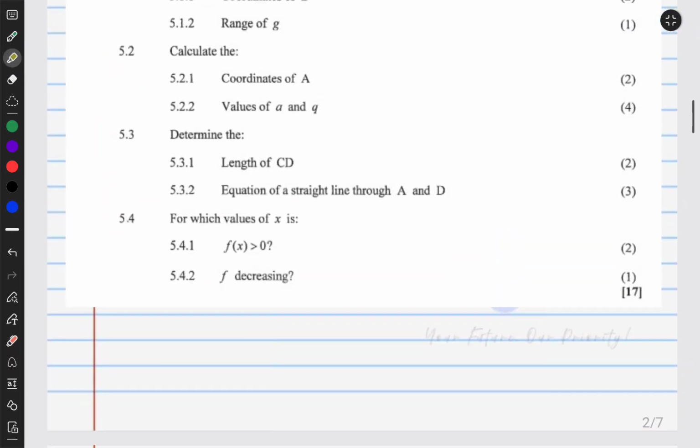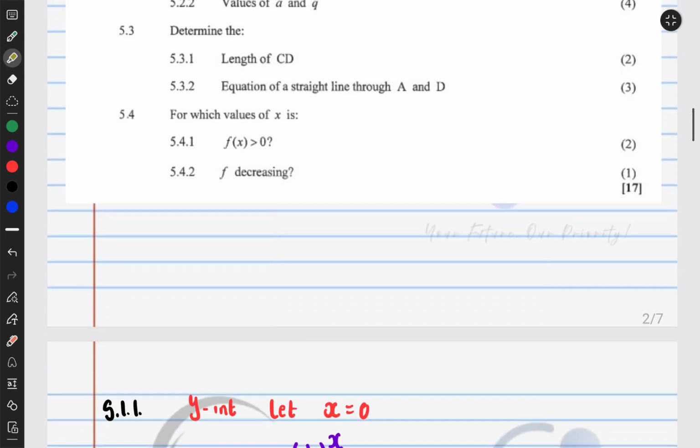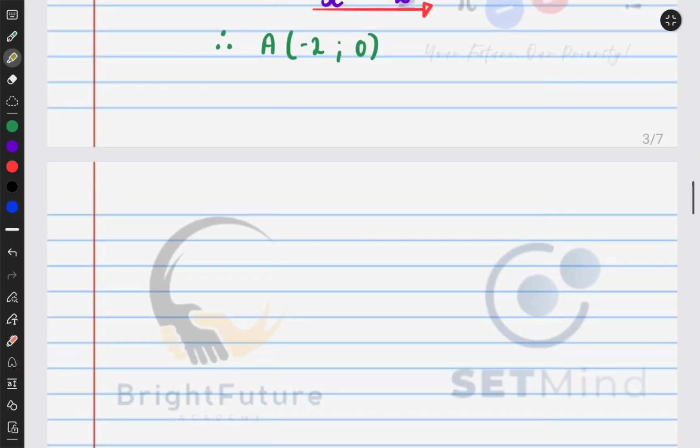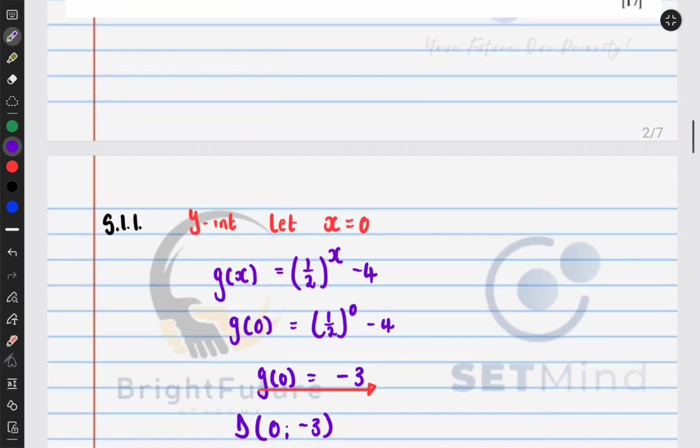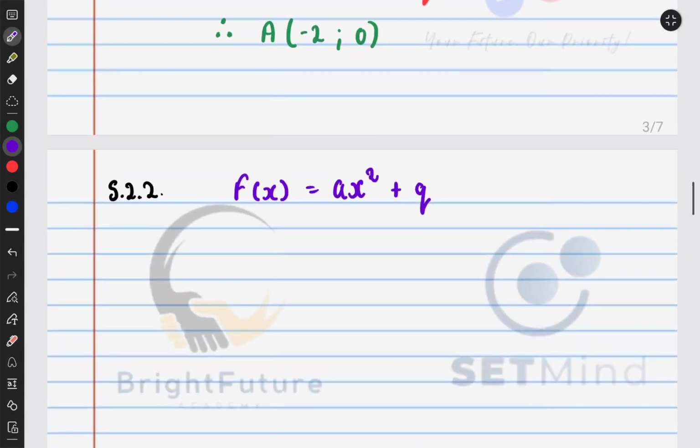This is 5.2.2. Okay, so for 5.2.2, what is the f function? f of x is equal to ax squared plus q. Yes, and then we substitute the coordinates that lie on the function. First, coordinates of A, which is negative 2 and 0. So 0 is equal to a into negative 2 squared plus q.